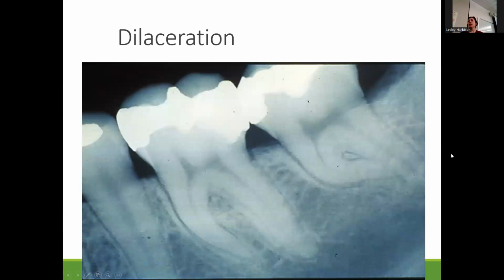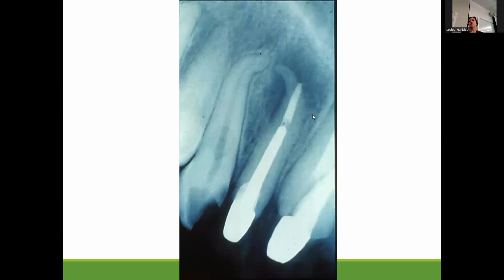So here's the dilaceration. You can see it's really bendy. This is a nightmare to do a root canal on, because they have to get around all these curves, so that makes it a challenge. So that's dilaceration with the bendy, wavy roots. Here's another example. The apex is curved, and here they perforated, maybe because they didn't take a picture before they started. I don't know, but it's difficult to get to the end there.